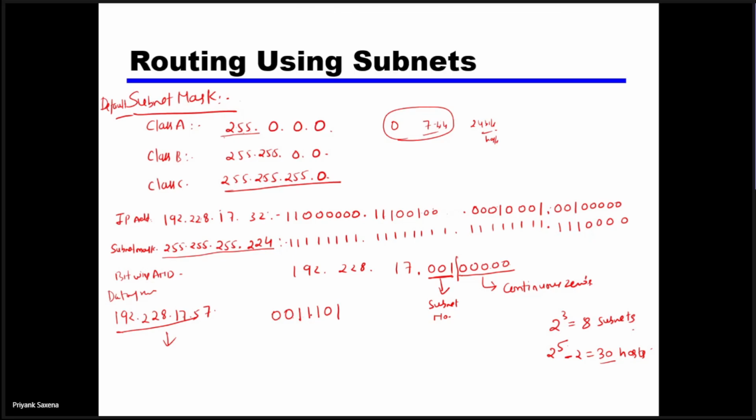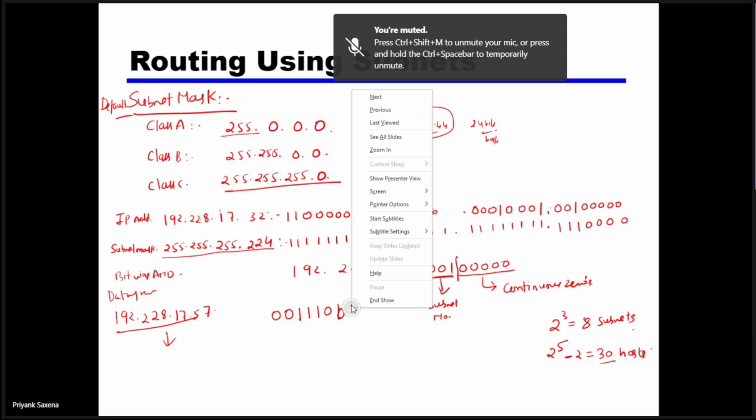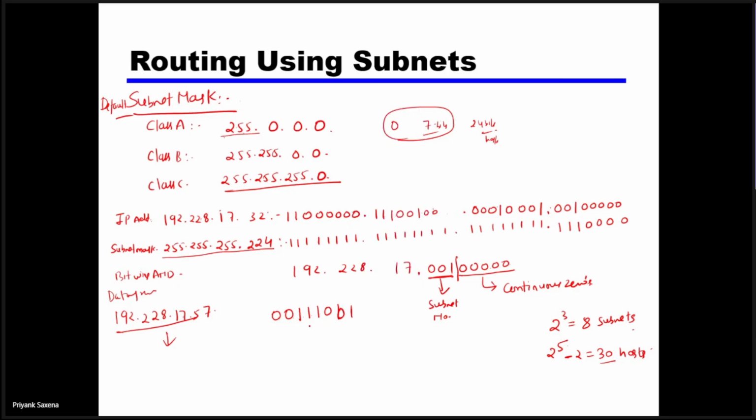128, 64, 32, 16, 8, 4, 2, 1, right? 8421. This is 52, 57, right? So if I apply this subnet mask on this, 1, 1, 1, 0, 0, 0, 0, 0, and perform a bitwise AND, it is 0, 0, 1, 1, 1, sorry, all zeros, na? 0, 0, 0, 0.